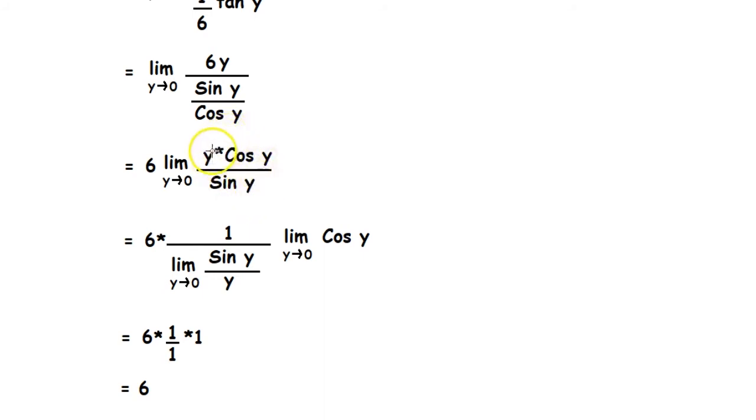Then we bring this y from the numerator to the denominator. So that will be sin y divided by y. And we apply limits separately to cos y and to this denominator. So now we have limit of sin y divided by y as y tends to 0 multiplied by limit of cos y as y tends to 0. So here we can use our theorem to get 1 over 1. And here we can use direct substitution. So cos 0 is equal to 1. So finally we can get our answer as 6.